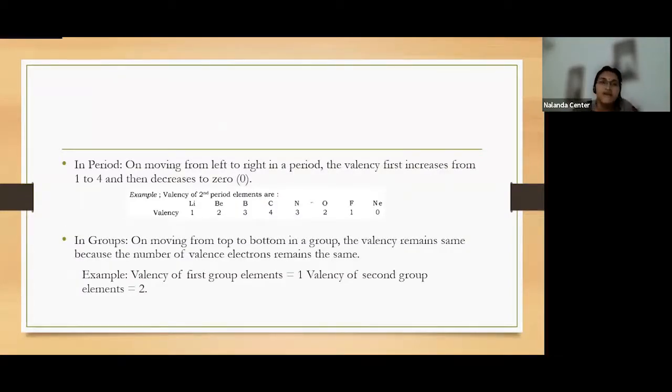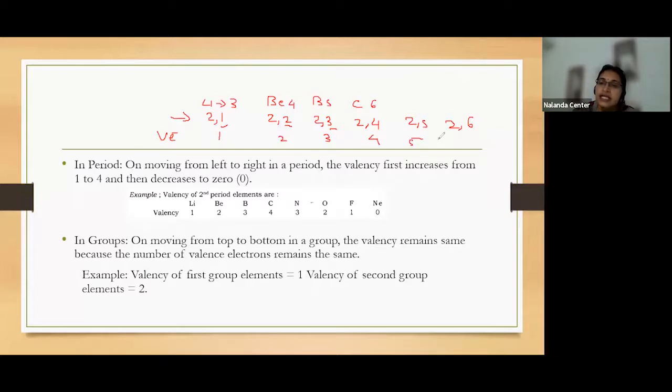So if you see valency, what is going to happen? Across a period, lithium atomic number is 3, beryllium atomic number is 4, boron atomic number is 5, carbon atomic number is 6. If you write the configuration, it is 2,1; 2,2; 2,3; 2,4; next is 2,5; 2,6. This is what is going to happen in a period. The valence electrons are going to go on increasing: 1, 2, 3, 4, 5, 6, and so on.